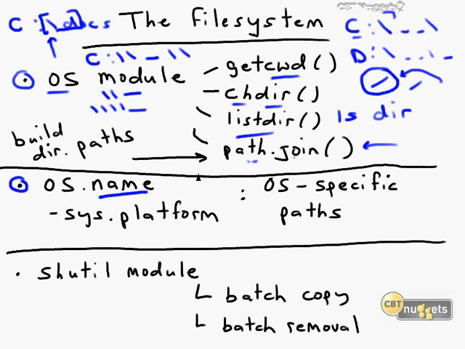The os name gives you fairly generic operating system platform details. The second module that you really need to be very familiar with to do Python file system work is the sys module. The platform function in there, sys.platform, gives a much more detailed ID of the host operating system of the local computer. The third module is the shell util, or shutil module.